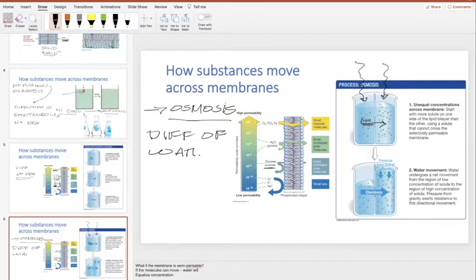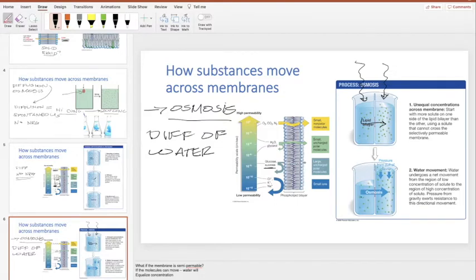We aren't violating any of our diffusion principles, right? Because even though there's more glucose on this side than there is on this side, there's actually more water on this side than there is on this side because the glucose here is occupying space. So all that's happened is water has moved from an area of high concentration to low concentration, but the result is that it dilutes out that glucose, okay?